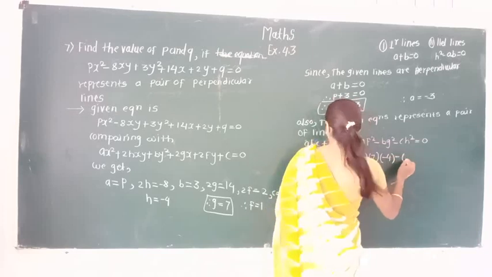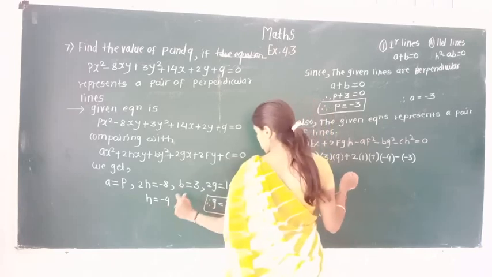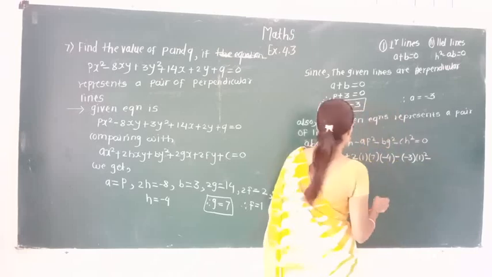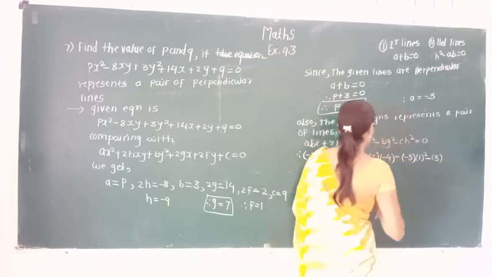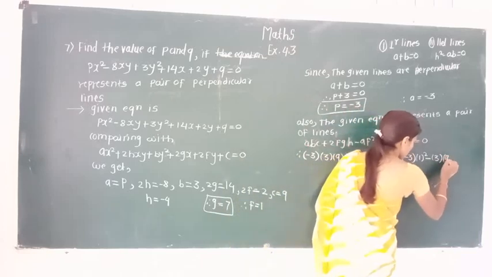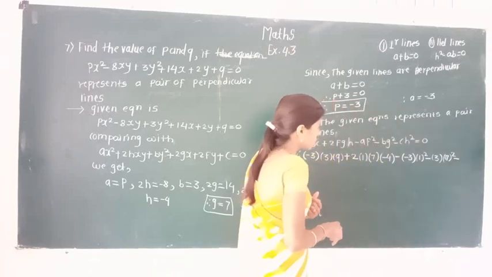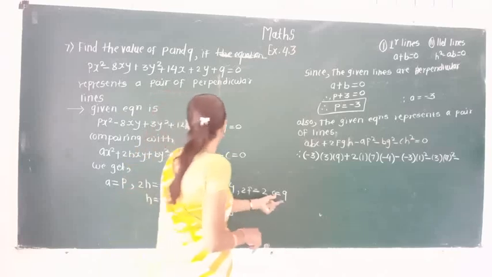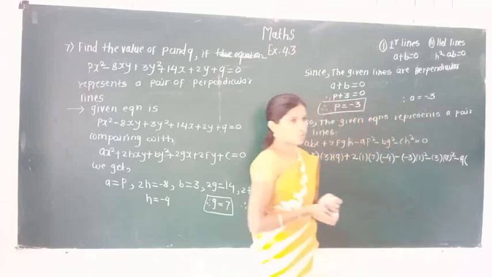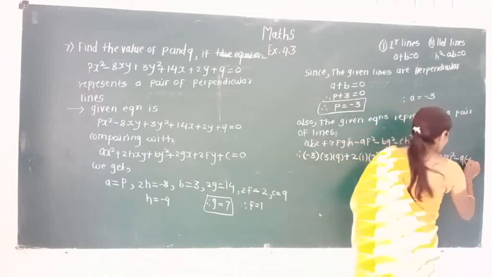Then minus a is minus 3, f square, f is here 1, take here 1 square, minus b is 3, g square, g is here 7. So take 7 square minus ch square, c is here q, and value of h is minus 4. So take here minus 4 square.